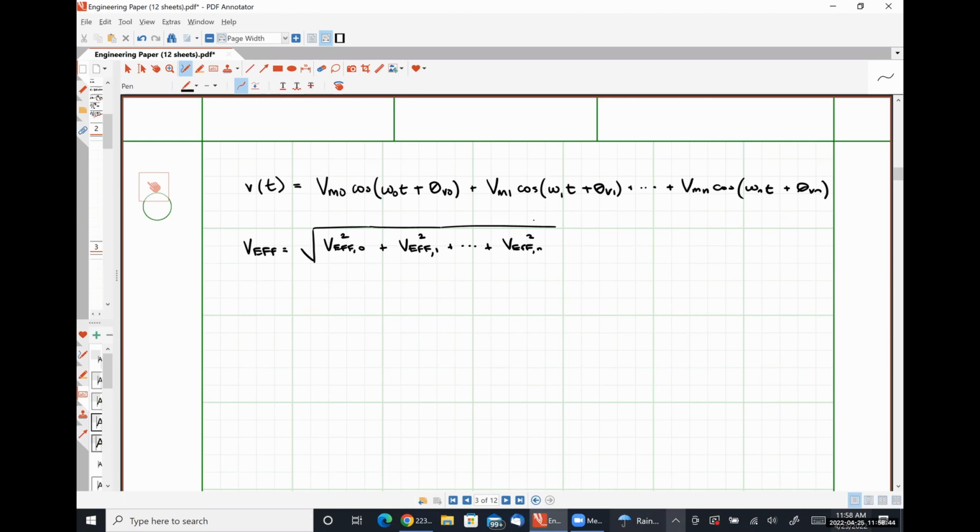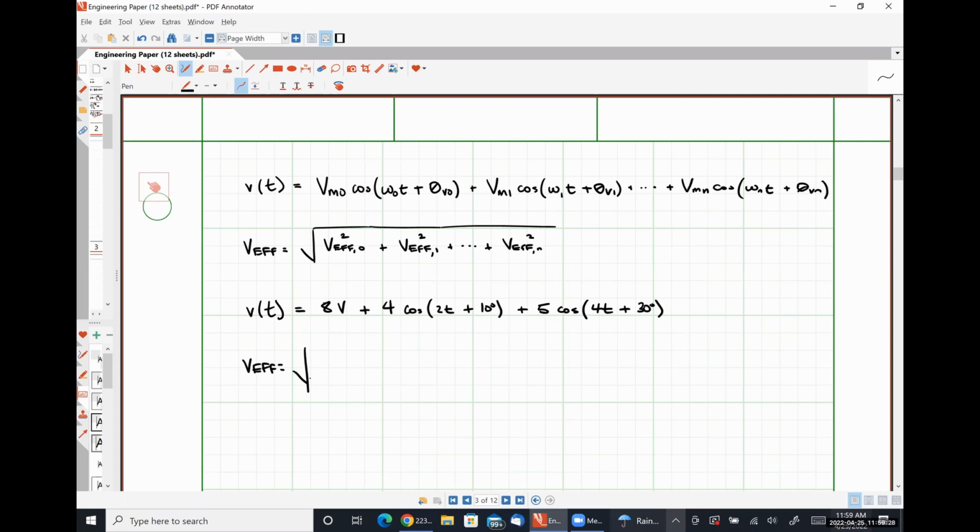So just to be very clear about what I mean with my notation, if we had V of t equal to 8 volts plus 4 cosine 2t plus 10 degrees plus 5 cosine 4t plus 30 degrees, the effective value would be given by, and let's talk our way through this.